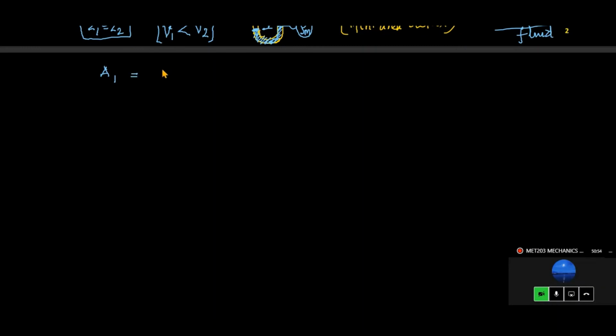A1 is the area of the pipe, as in the previous case. Earlier we said area of the inlet to the venturi, but here A1 is the area of the pipe itself, same thing. So area of the pipe A1 is equal to pi by 4 into D1 square, and D1 is the diameter of the pipe.